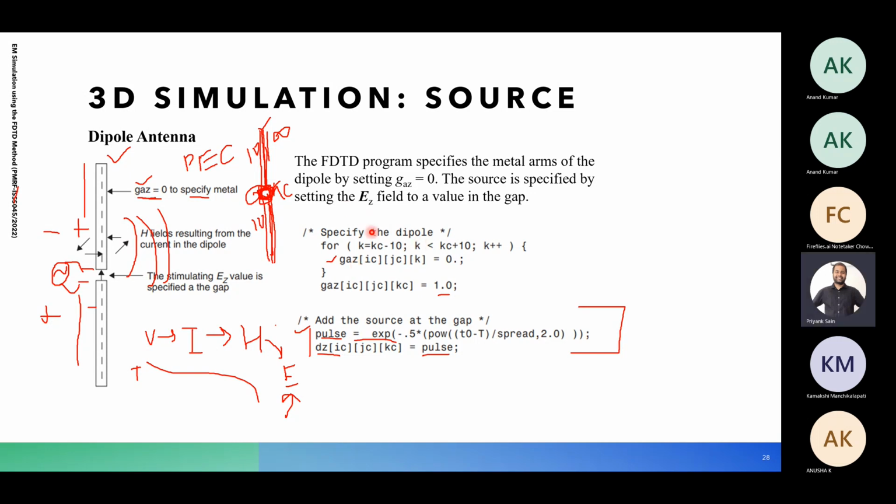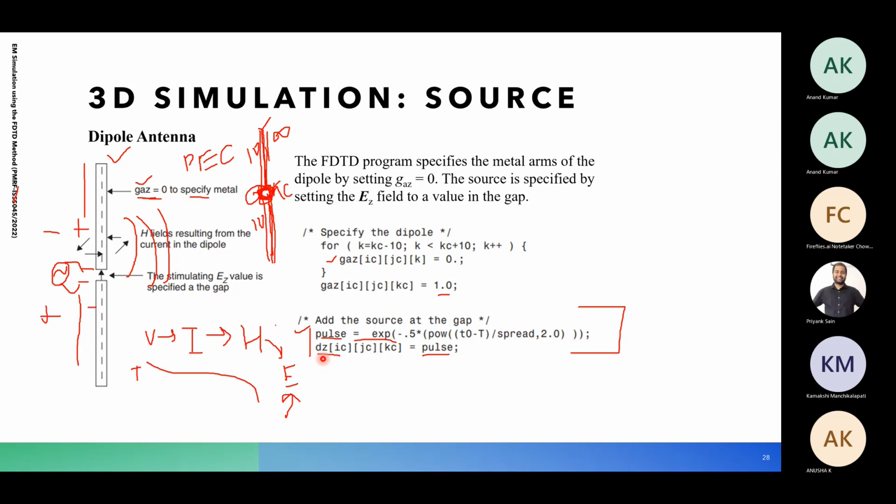Okay, one more thing on this slide. Is it DZ or GAZ in the second part? This is GAZ, and this last one is DZ. I thought the center part of this dipole, where we are giving the pulse, might be GAZ.